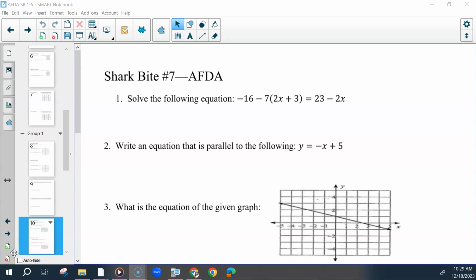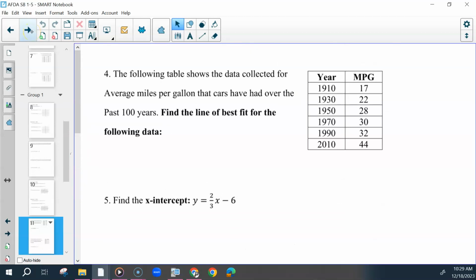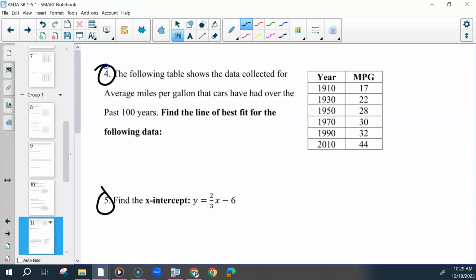Which numbers do we want to see on the chart, right? 4. 4 and 5. Any others? Gianna, Savannah, any others?